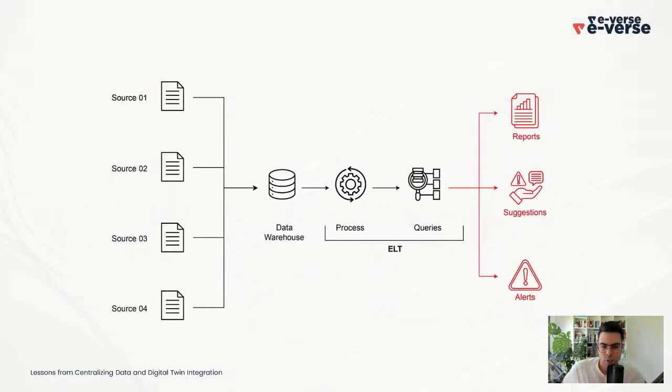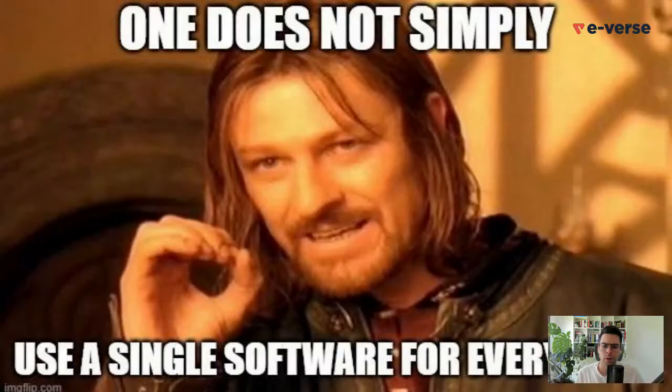So these were all approximations. At the beginning, it's hard when you're putting together a strategy like this because you don't know what you need until you get your hands dirty and know how much data you're going to be dealing with. So we divided on these three outputs: reports, suggestions, and alerts. And then the problem was that one does not simply use a single software for everything. That never happens in any company.